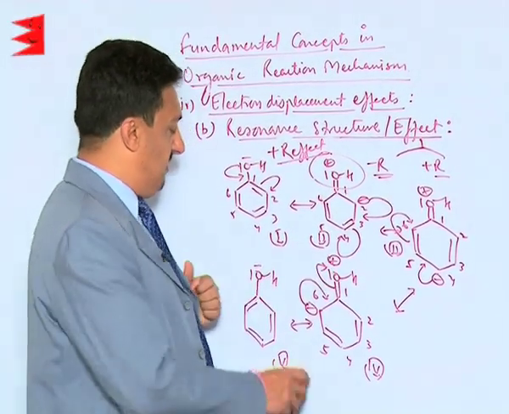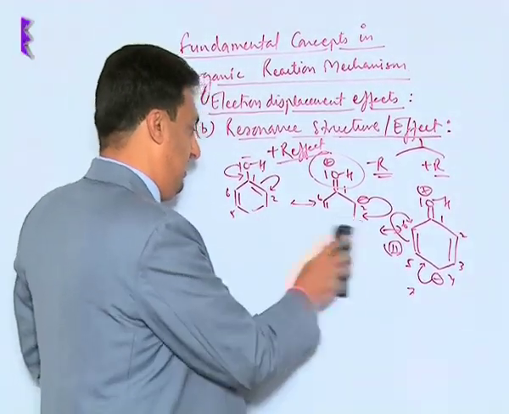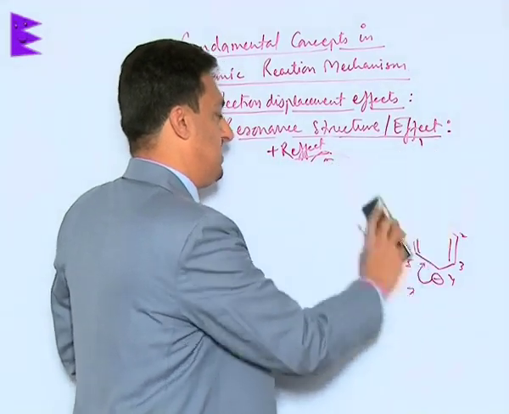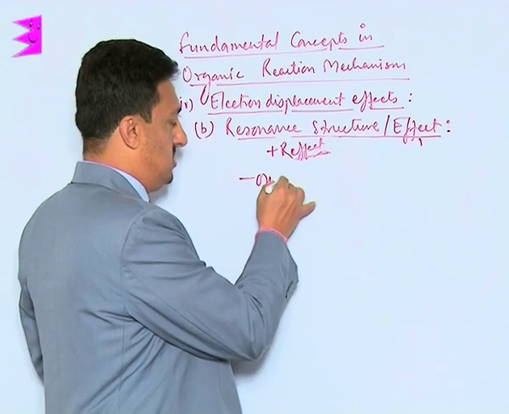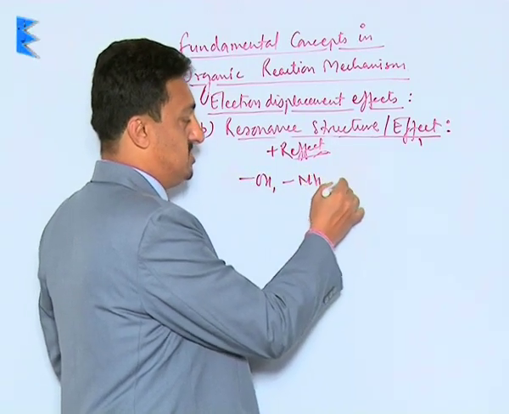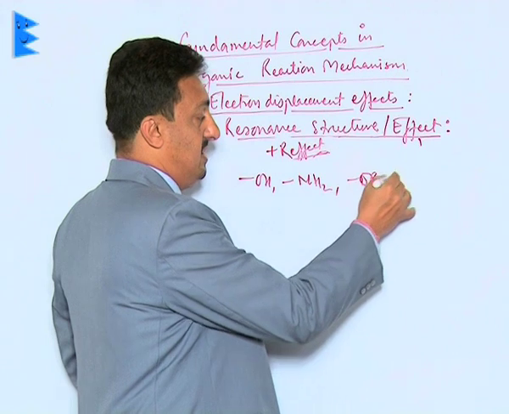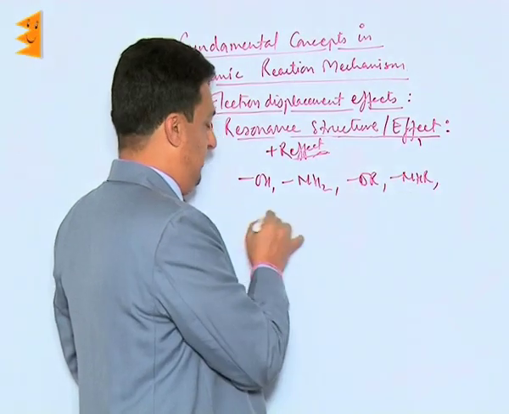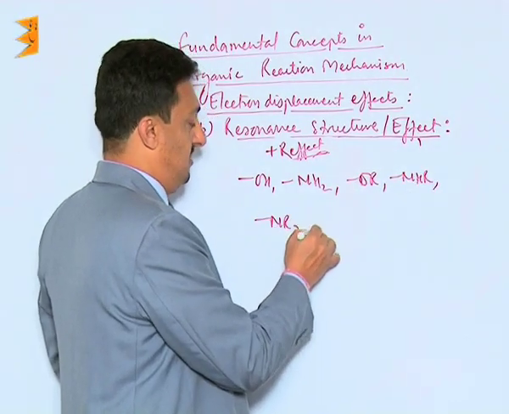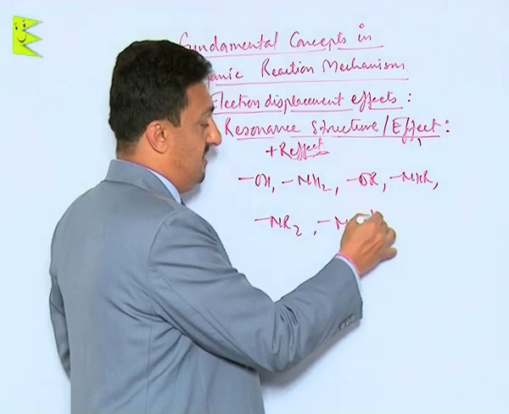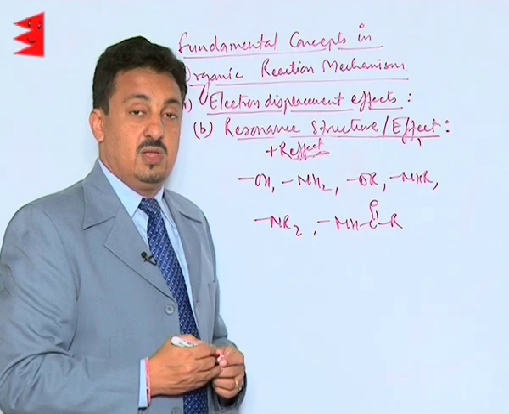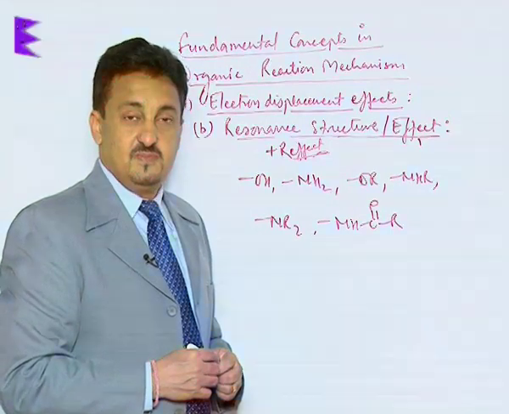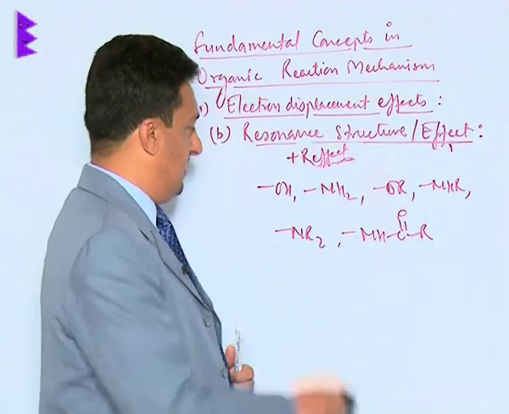What other groups show the plus R effect? Let me give you a short list. The plus R effect will be shown by, definitely, yes, we have seen how the OH shows it. Similarly, we can have NH2 group, O ethers, NH secondary amines, NR2 tertiary amines, and amides like this. So all these groups will be showing what? The plus R effect. Now let us see how the minus R works.